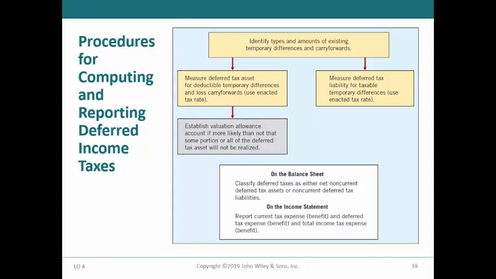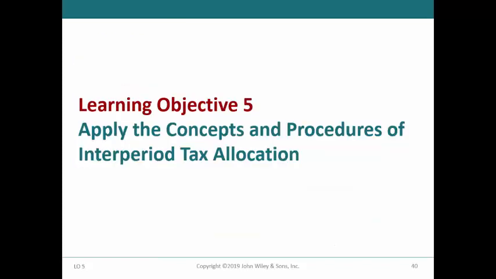They should determine if they need to record a valuation allowance for the deferred tax assets recorded. On the balance sheet, they should classify the net deferred tax asset or liability as non-current, and on the income statement or in the notes, show the current and deferred portions of income tax expense or benefit. The comprehensive tax allocation problem will be presented in a separate video using Excel.